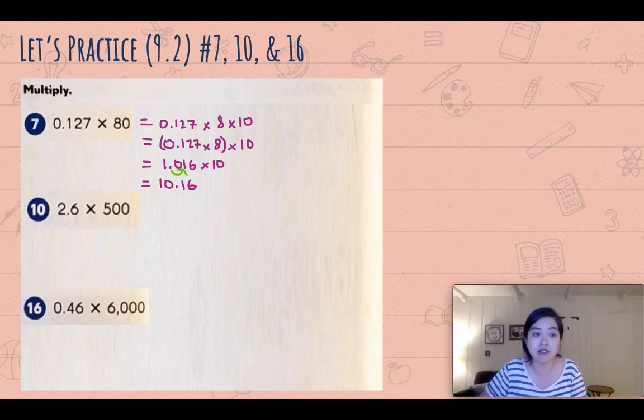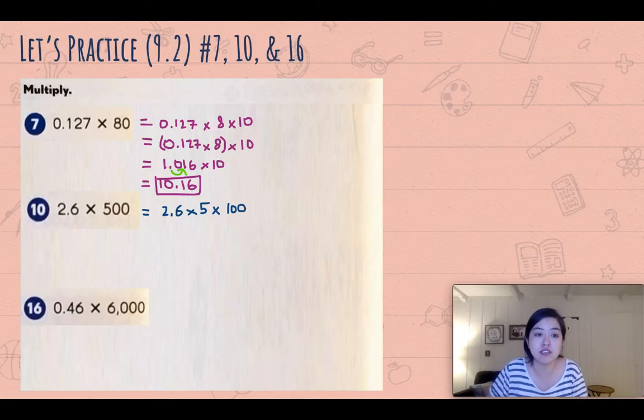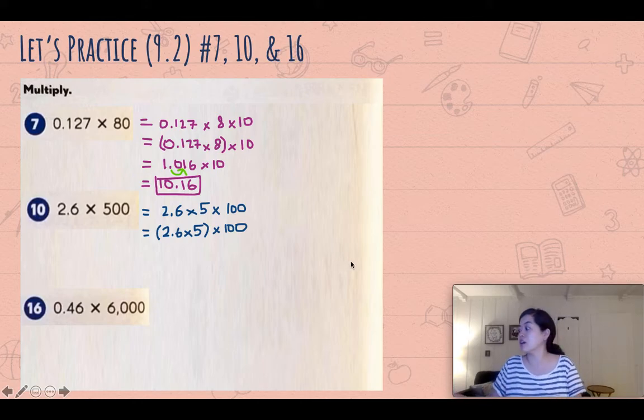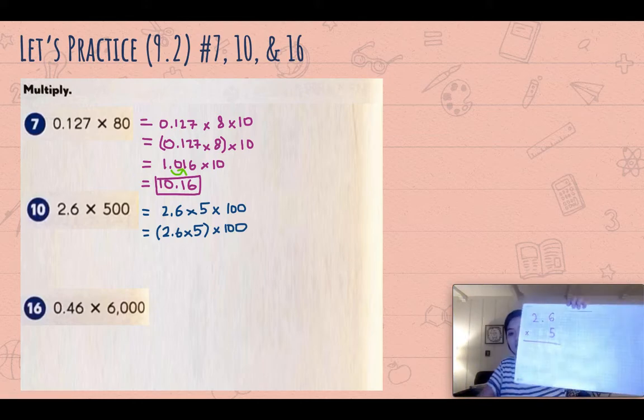Let's look at number 10. We have 2.6 times 500. Or we can think of it as 2.6 times 5 groups of 100. And 5 groups of 100 is 5 times 100. Okay? Like this. So 2.6 times 500 is the same thing as saying 2.6 times 5 times 100. So I'm going to do 2.6 times 5 first. And I wrote it out here for us, on this board.